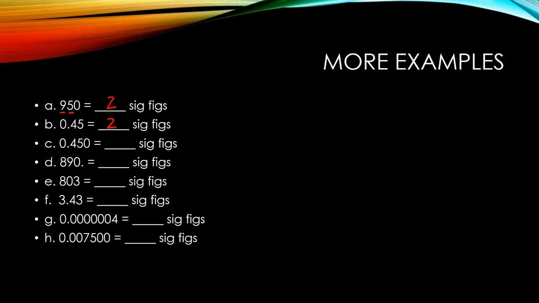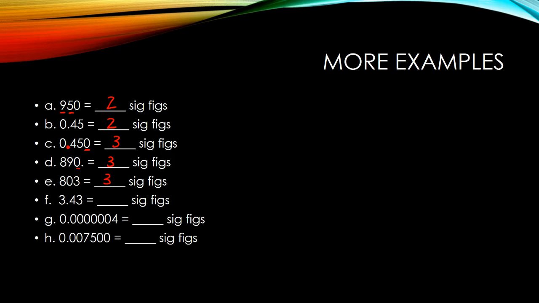Okay, now we have 0.450. Again, because of that decimal point, that decimal point does mean that this ending 0 is significant. So that means that this is 3 significant figures. Now we have 890 with a decimal point. Because of the decimal point, that means that the 0 after the 8 and the 9 does count. It is significant. Now we have 803. Even though the 0 is sandwiched, all 3 of those count, making this 3 sig figs.